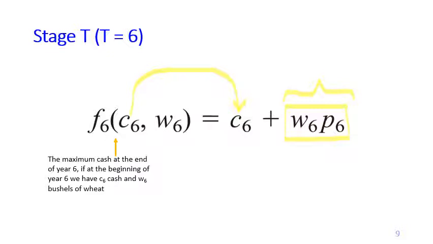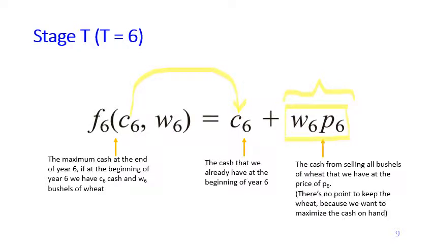Okay, so F6 is the maximum cash at the end of year 6 if at the beginning of year 6 we have C6 cash and W6 bushels of wheat. This is the cash that we already have at the beginning of the year, and that is the cash that we earn from selling all the bushels of wheat that we have at the price P6. There's no point to keep the wheat because we want to maximize the cash on hand, and this is already the end of the problem.